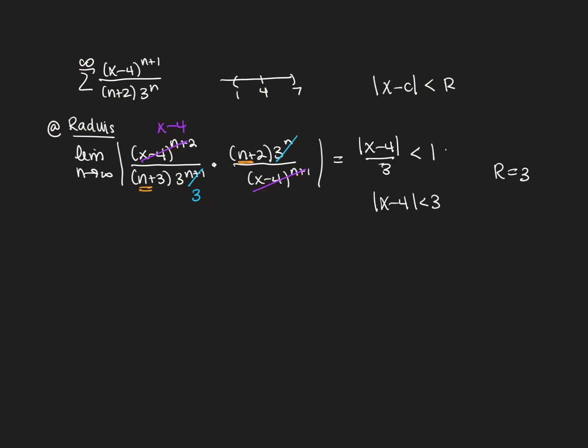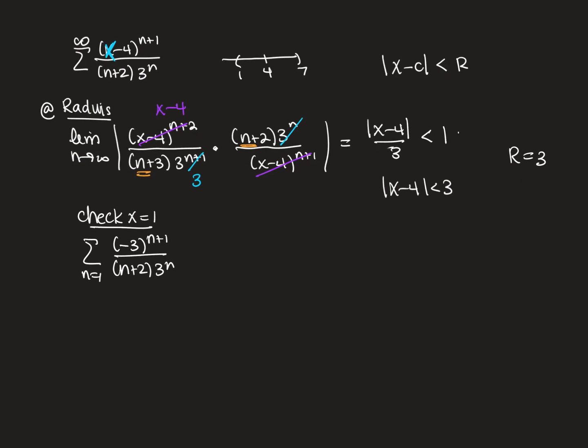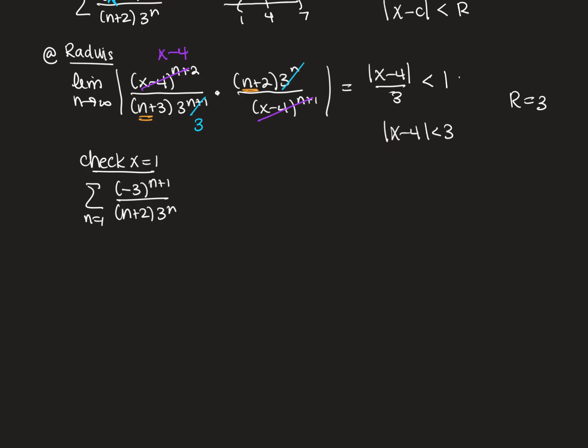Because it's asking us for the interval, we also have to check the endpoints. So checking x is equal to 1. That means we're going to plug that in for x back into the original problem. So it's going to be plugged in right here at this x. Now, I can see that this alternates and it's a p equals 1. But if that's not clear, then you're going to go through and kind of break things up.